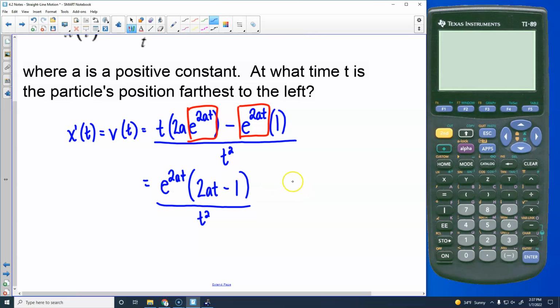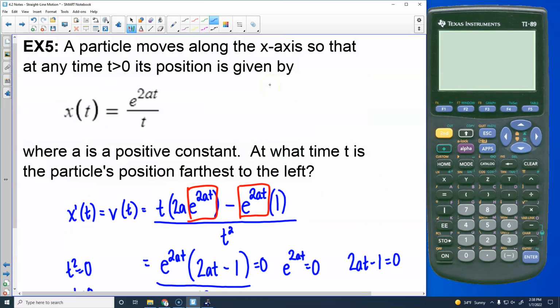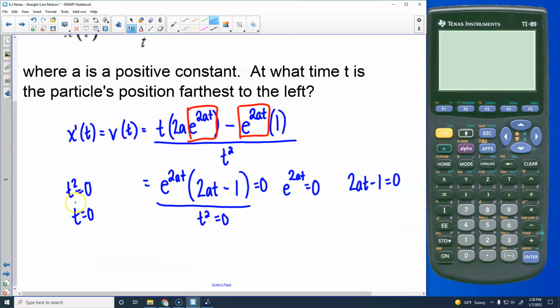Alright, so e to the 2at could equal 0. Ooh, look at that variable. I don't think I'll need it this semester. Last semester I needed it. 2at minus 1 will equal 0, and t squared will equal 0. So I'm setting everything from the numerator and everything from the denominator equal to 0 to find those critical points. Over here, you're just going to get t equals 0. But they told us only to look for t greater than 0 anyway, so that is a critical point, but it doesn't really tell us a lot.